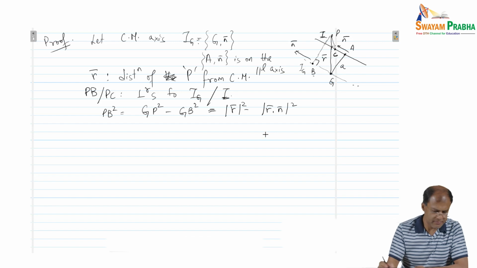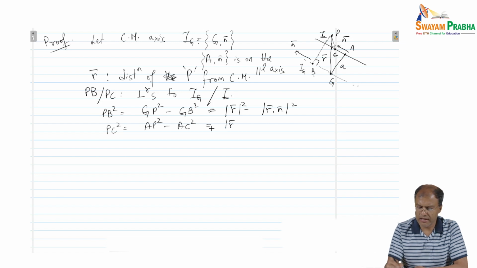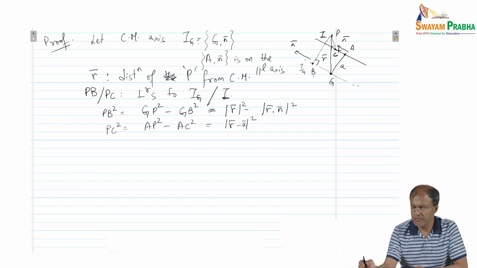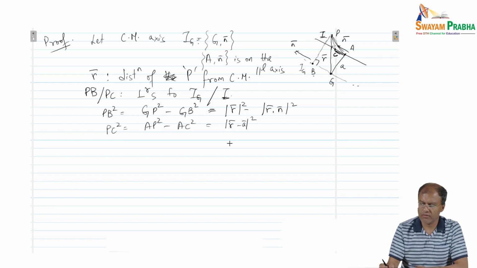Okay, so then PC square is AP square minus AC square, and we see that this is (R minus A) square. So AP square is this. So AP square minus AC square. So AP minus AC. Right. So that is my CP square or PC square. So that is the case.